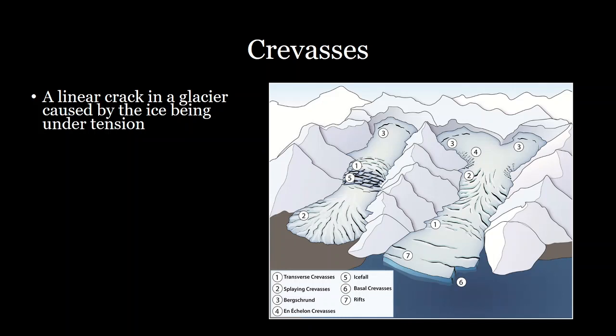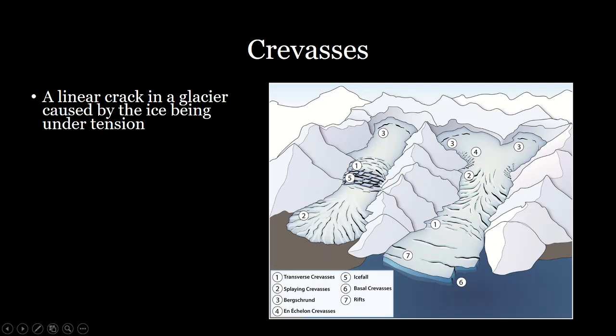So a crevasse, to define it, is just a linear crack in a glacier caused by the ice being under tension. So ice can be under compaction when it's being smushed together, or under tension when it's being pulled apart. And so when you have ice under tension, you tend to have crevasses that develop as the glacier can't handle that strain.